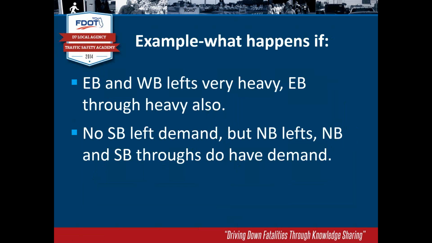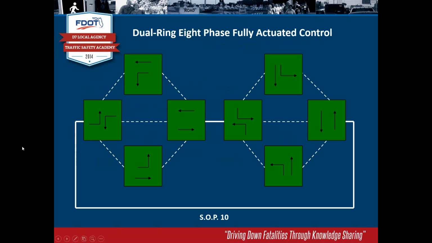And so let's look at what might happen in the next cycle. So let's say the next cycle, eastbound and westbound lefts are very heavy, and eastbound through is heavy too. Let's say we have no southbound left demand, but we have northbound lefts. Northbound and southbound throughs do have demand. And so let's see what that does.